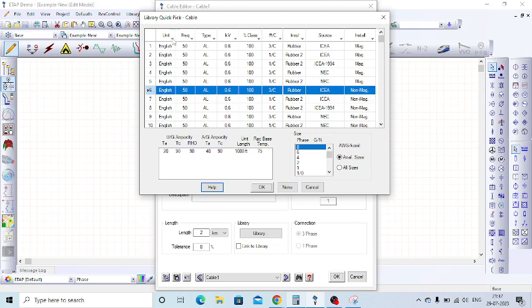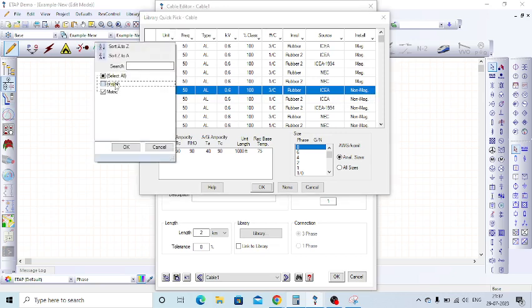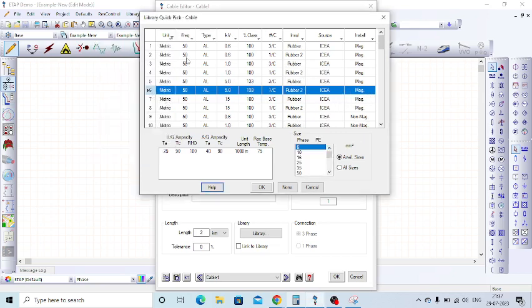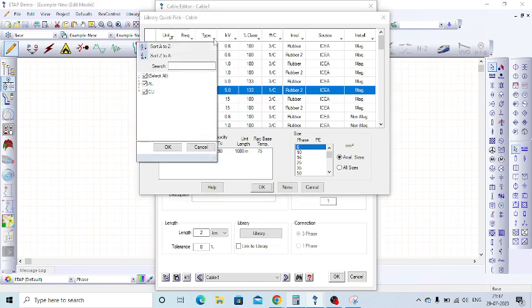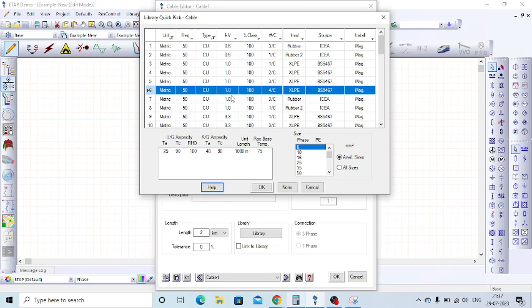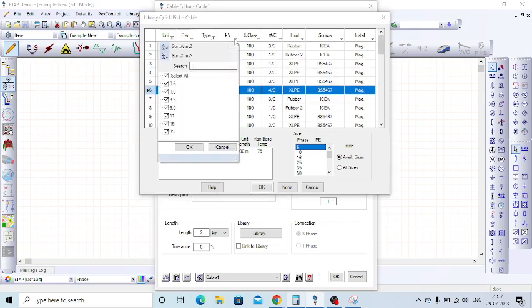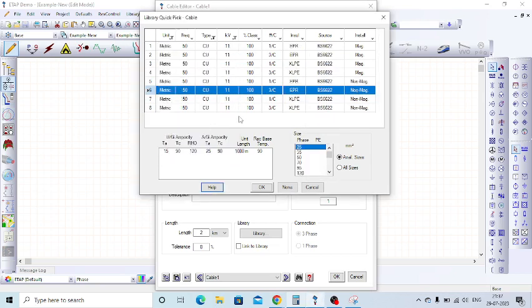So for us, we are using the metric standard, so I just selected metric. Frequency is 50 hertz. Then we have to select which type of cable, whether it is aluminum or copper. I'm just selecting copper. Then voltage. So our voltage is 11 kV. I just selected 11 kV.